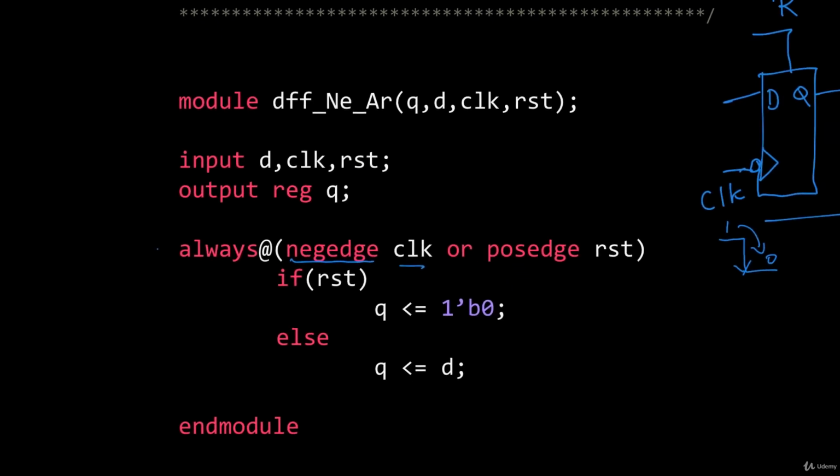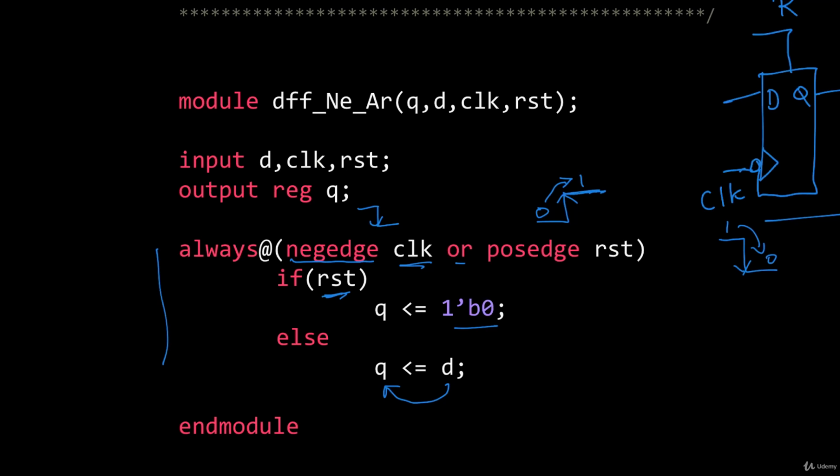So we come into this always block because of a falling edge at clock or a rising edge at reset. We want a rising edge because we want to check if reset has become 1. So we come in, and since it is asynchronous, we check first for reset and put Q to 0. If reset is not 1, then we assign D to Q.